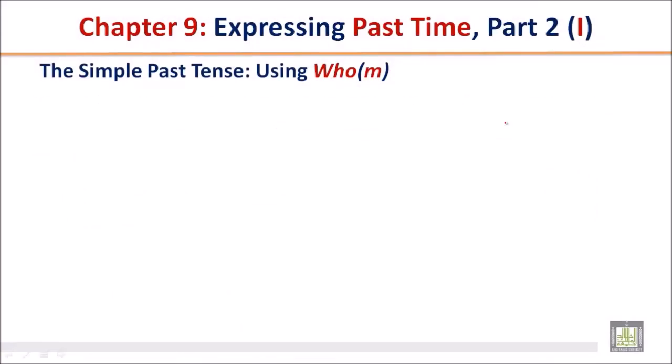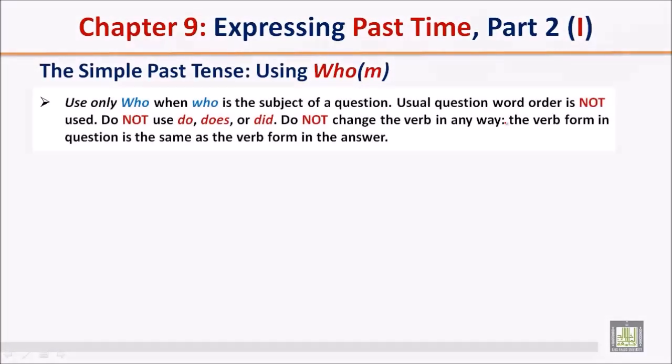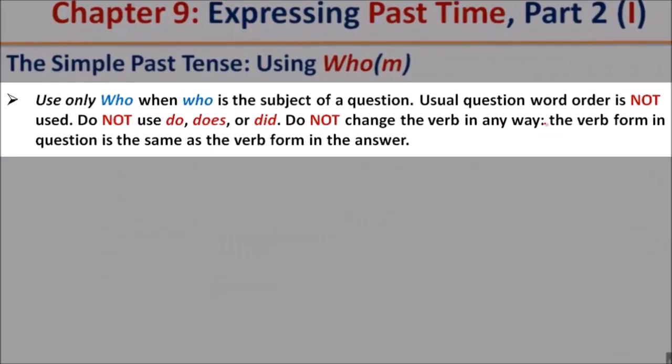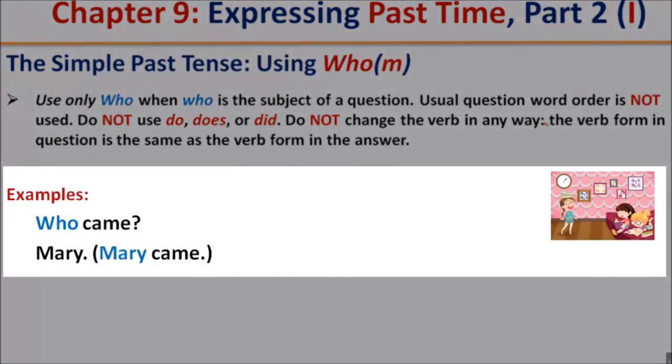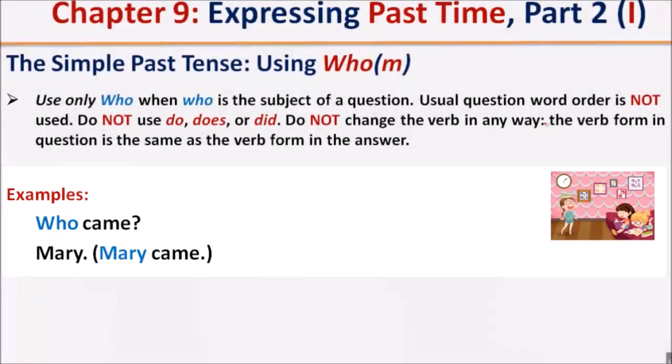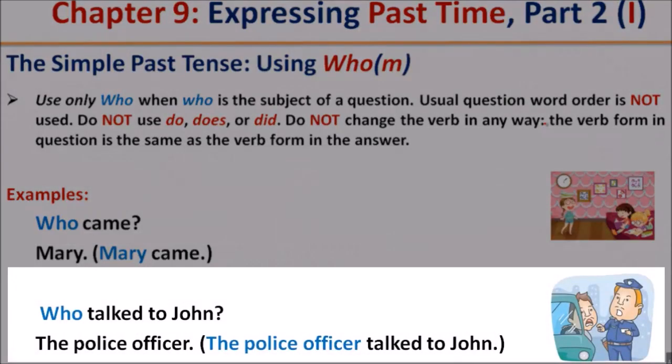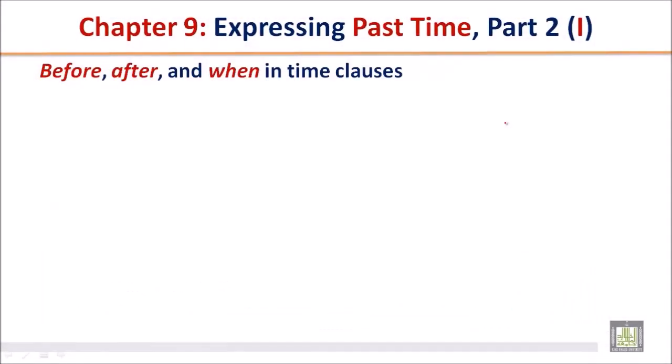The simple past tense using who or whom. Use only who when who is the subject of a question. Usual question word order is not used. Do not use do, does, or did. Do not change the verb in any way. The verb form in the question is the same as the verb form in the answer. Who came? Mary. Mary came. Who talked to John? The police officer. The police officer talked to John.